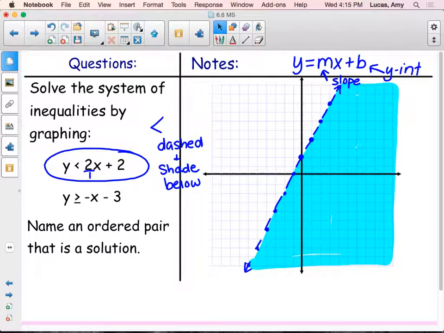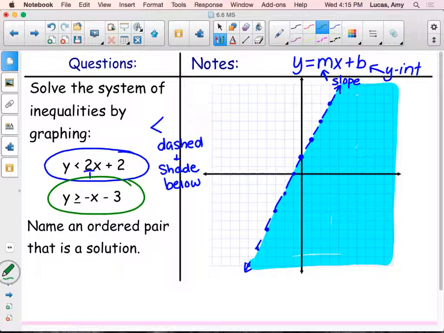And then the second inequality that I'm going to graph starts at -3, so down 3. And then the slope in front of the x is a negative sign, so that means -1 over 1 for my slope. So down 1 over 1 to the right, like this.